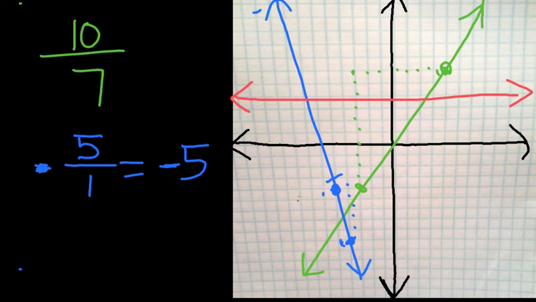When it comes to the red line, I don't have to pick points. I don't have to go rise over run. I look at that red line and I say, oh, that's a horizontal line. That means the slope is 0. The slope of the red line is 0. Every horizontal line, the slope is 0.